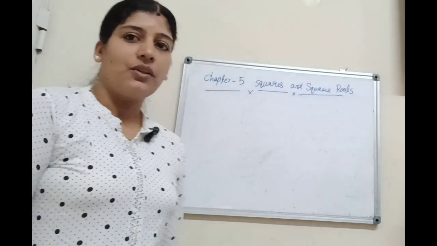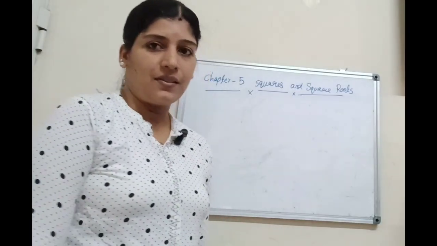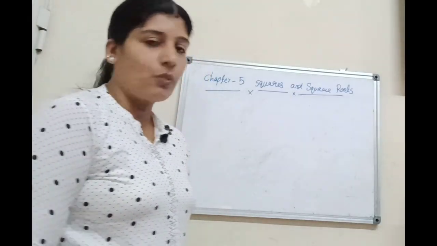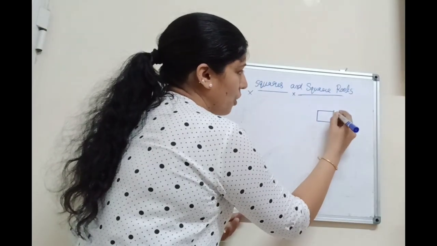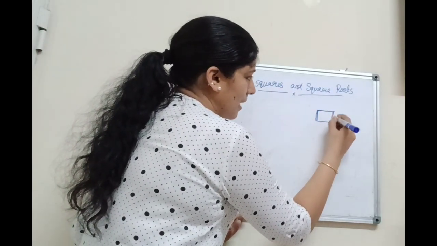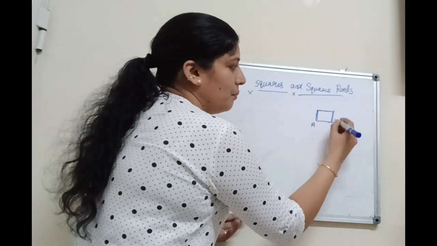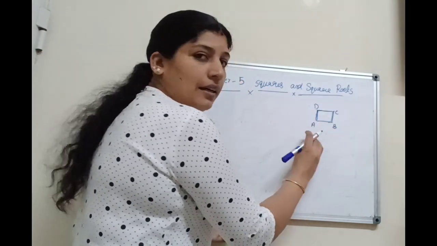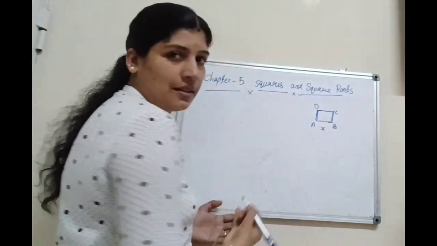In mathematics, we know that a square is a geometrical figure and it has four equal sides. Let us consider the square ABCD, and the length of each side is taken as x.